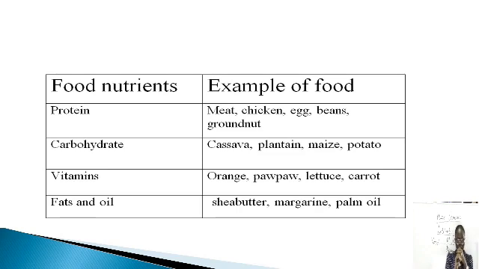Our next nutrient is vitamins. Vitamins consist of the vegetables and the fruits. All vitamin nutrients are found in vegetables and in fruit. So you can name a lot of fruits, and you can also name a lot of vegetables that vitamins can be found in. What are examples of food that vitamins can be found in? We have orange, pawpaw, mango, apples, all the fruits that you know. Vitamins are present in all the fruit that you know.